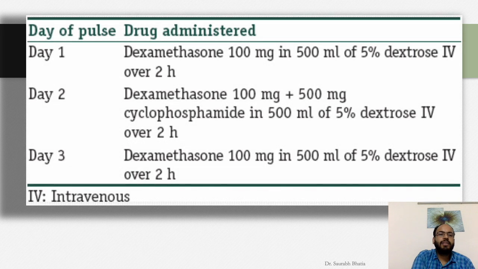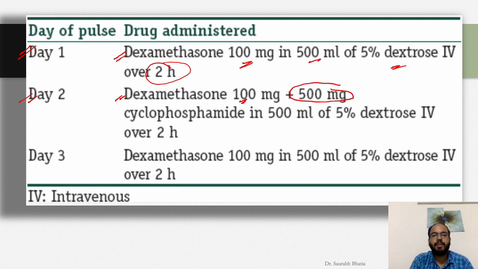Now this is the dosing regimen for the 3-day DCP pulses. Day 1 includes dexamethasone 100 mg and 500 ml of dextrose IV over the course of 2 hours. Day 2 is dexamethasone 100 mg plus 500 mg of cyclophosphamide in 500 ml of dextrose over 2 hours.